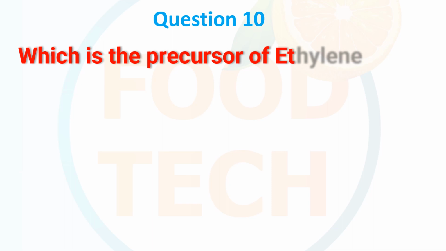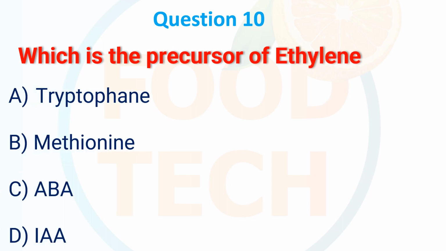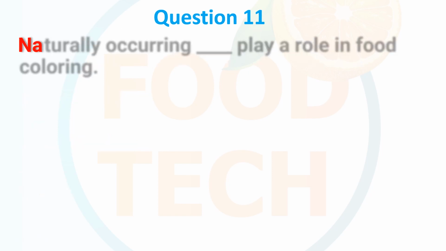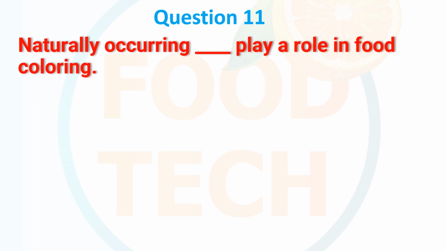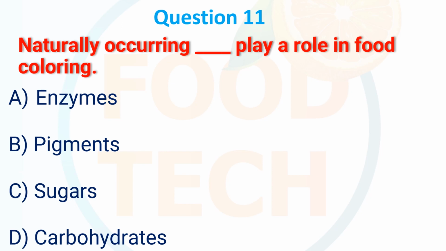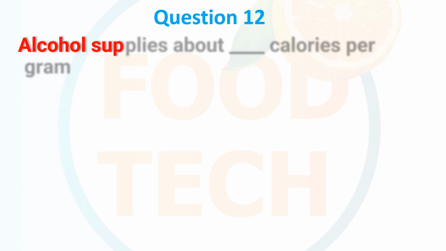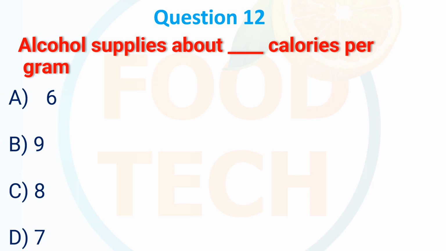Which is the precursor of ethylene? A. Tryptophan, B. Methionine, C. ABA, D. IAA. The answer is B. Methionine. Naturally occurring dash play a role in food coloring. A. Enzyme, B. Pigment, C. Sugar, D. Carbohydrate. The answer is B. Pigments. Alcohol supplies about dash calories per gram. A. 6, B. 9, C. 8, D. 7. The answer is D. 7.